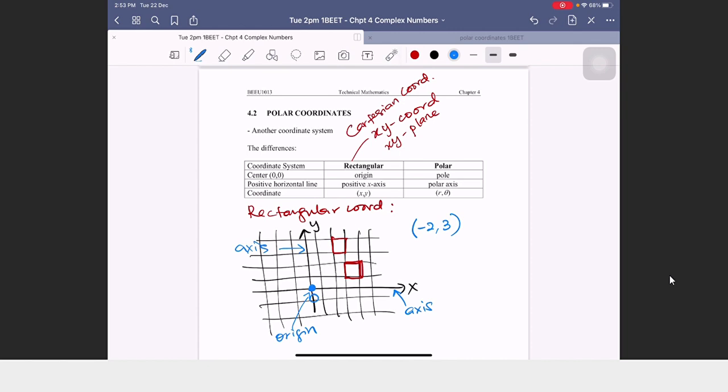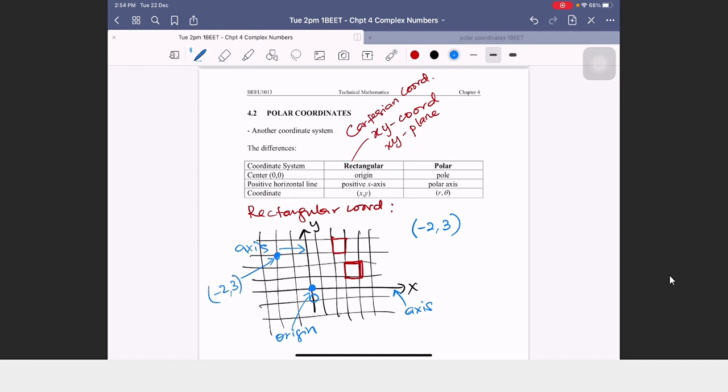So if we ask you to plot this coordinate minus 2, 3, you start from the center. Go 2 units left, and then 3 units up. 1, 2, 3. So the location is here. You go 2 units left from the origin and then go up 3 units. So this is the location of coordinate minus 2, 3.